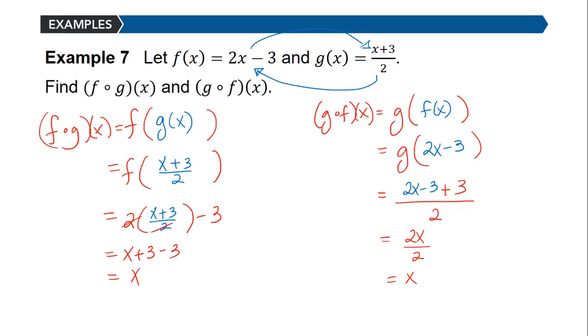And we'll learn about this in section 18: when the composition of two functions in both directions gives us x, then those two functions are called inverse functions.